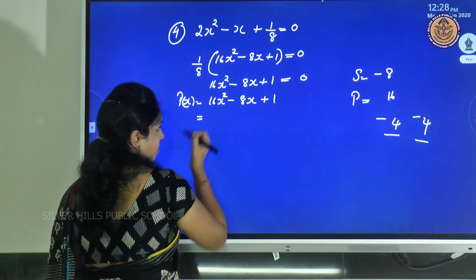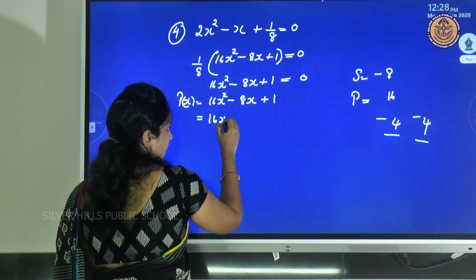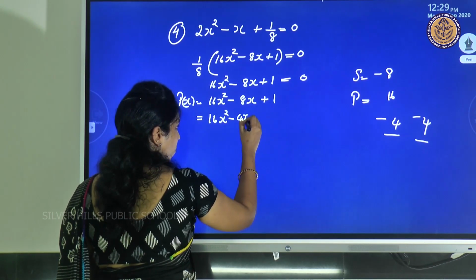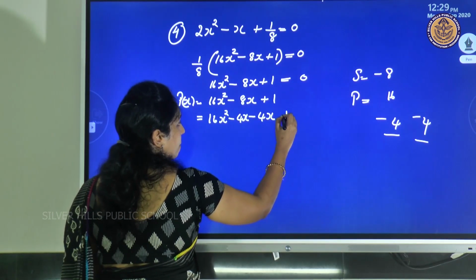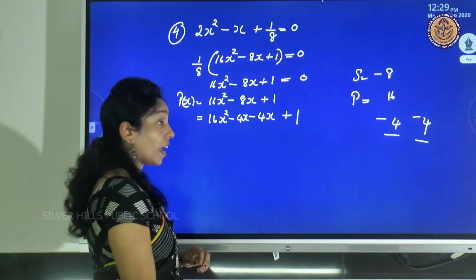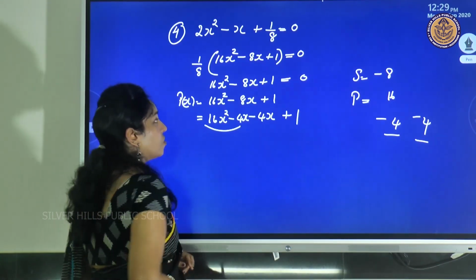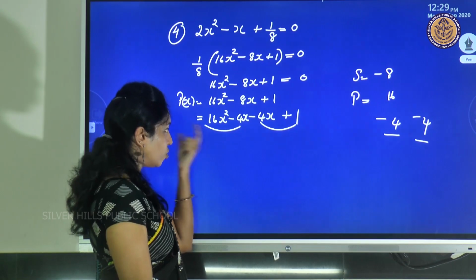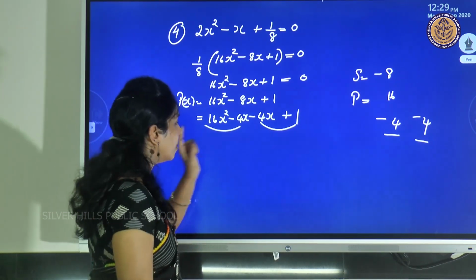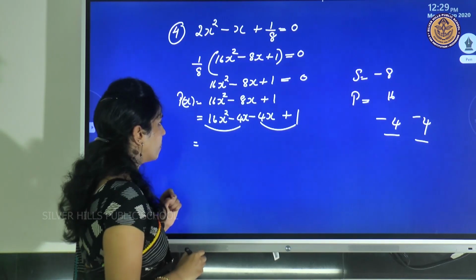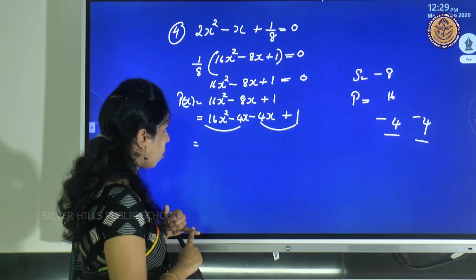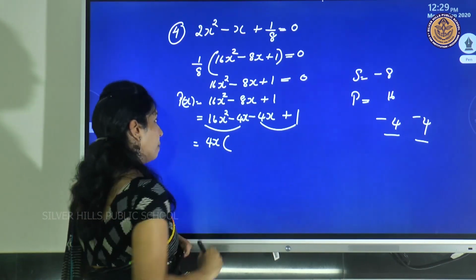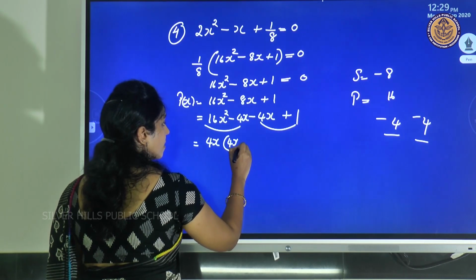Now, we will modify the question. 16x square minus 8x can be written as minus 4x minus 4x plus 1. As we did before, combine the first two terms and the next two terms. If you combine the first two, what is common in both the terms? x is common. What else is common? 4 is also common there. So, I took 4x outside. 4x minus 1.